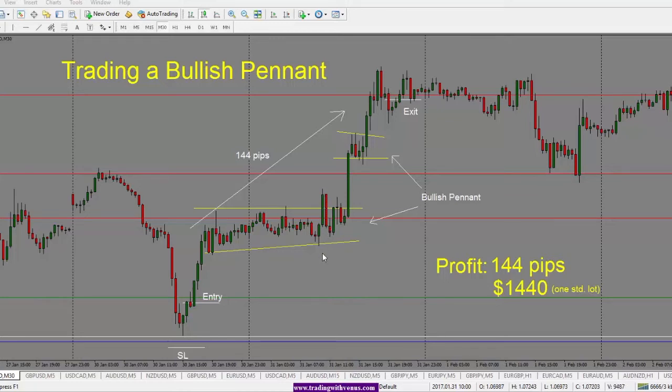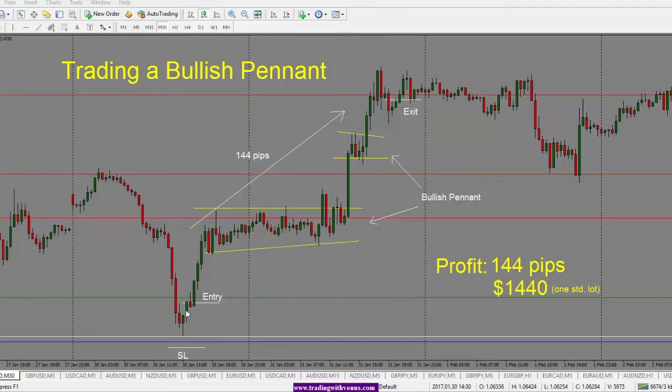Our stop could go either below the pennant, making sure we give it some room here, or it can go all the way to the bottom. So the one all the way to the bottom, this is a safer trade, and this one would be a little more aggressive stop loss here. But either one, it's your choice.